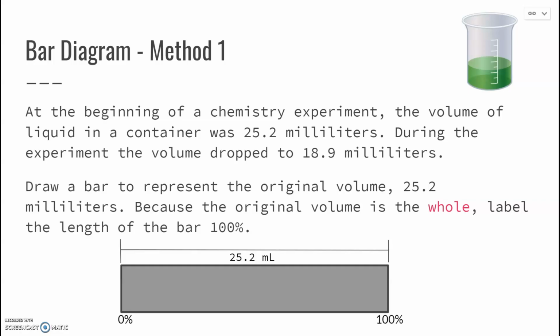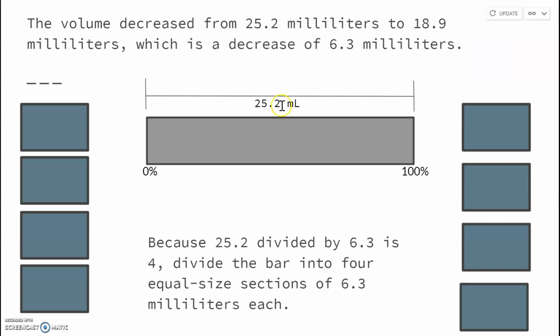So let's do another one. The bar diagram again. At the beginning of a chemistry experiment, the volume of the liquid in a container was 25.2 milliliters. During this experiment, the volume dropped to 18.9 milliliters. Draw a bar to represent the original volume. Because the original volume is the whole, label the bar as 100%. So here's our bar. This is what we're going to work with. The volume decreased from 25.2 milliliters to 18.9 milliliters, which is a decrease of 6.3. So we're going to divide 25.2 by 6.3, and it equals 4.